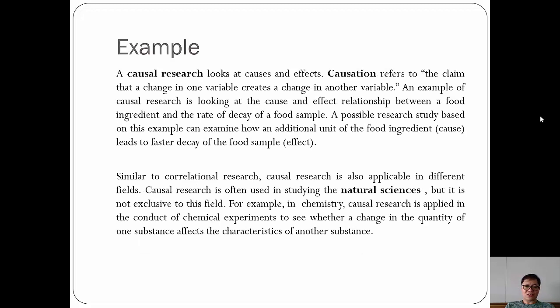But it is not exclusive to this field. Dili siya exclusive lang para diya. For example, in chemistry, causal research is applied in the conduct of chemical experiments to see whether a change in the quantity of one substance affects the characteristics of another substance. Okay? Quality of one substance affects the characteristic of another substance. So, continuous cause and effect.